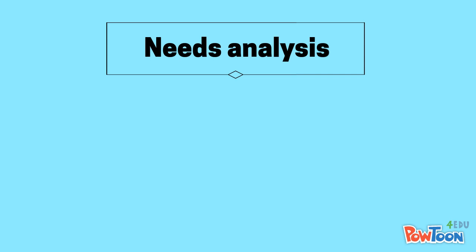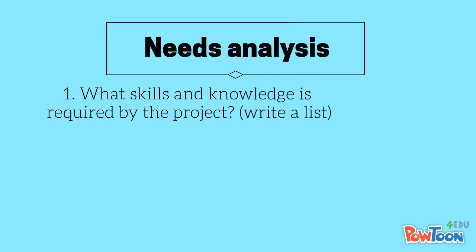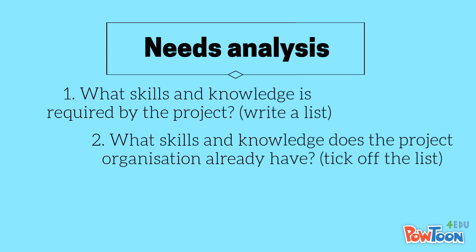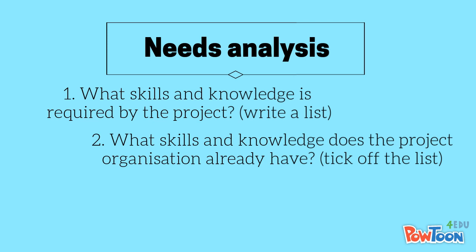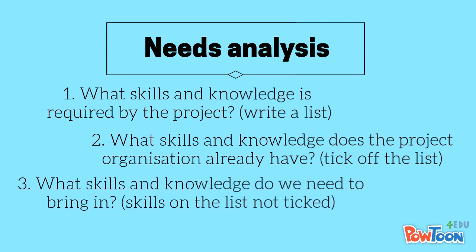A quick word on how to identify the skills and knowledge required by the project. This is called a needs analysis and can be done through answering 3 questions. Firstly, what skills and knowledge are required by the project? All you need to do is write a list. Then cross off the list the skills and knowledge you already have in the organization. And the third stage of the needs analysis is to ask what skills and knowledge do we need to bring in? And that is the skills and knowledge on your list that have not been ticked off because you already have them.